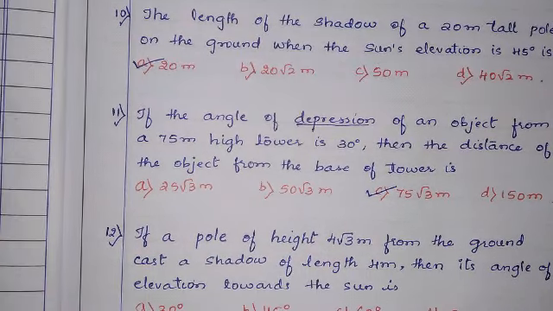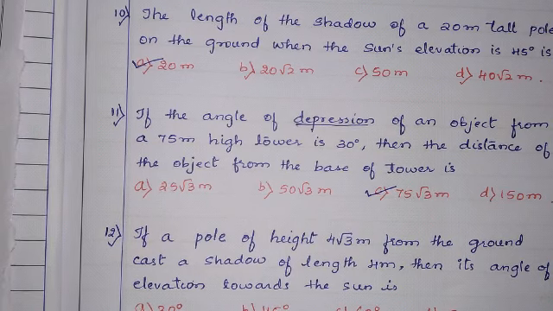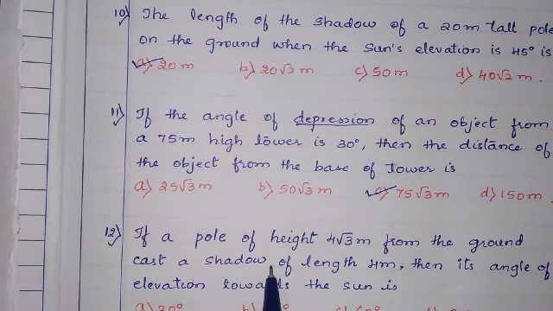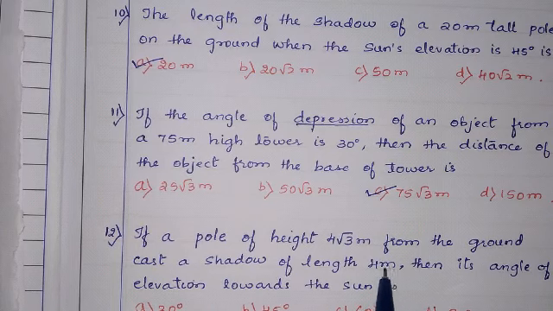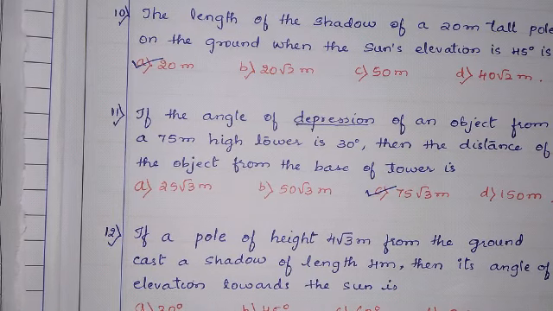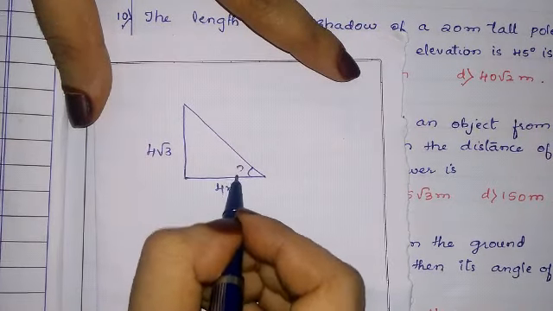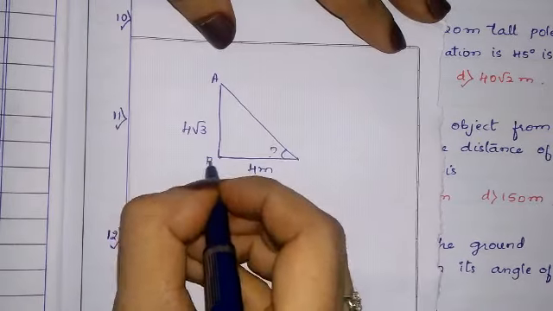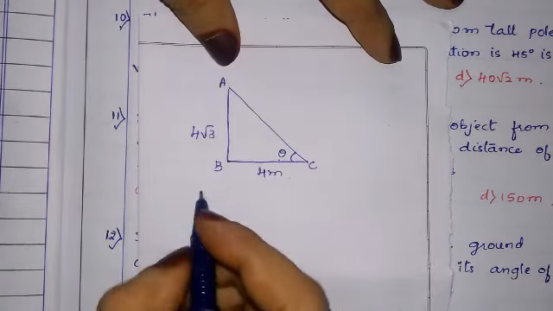This is the last question now. If a pole of height 4 root 3, I'll draw the pole of height 4 root 3 from the ground, casts a shadow of length 4 meter. Here the length of the shadow is also given, that is 4 meter. Then find its angle of elevation towards the sun. This type of question only they will repeatedly ask. Almost all questions are similar, but the numbers are different here. So we need to find the angle here.